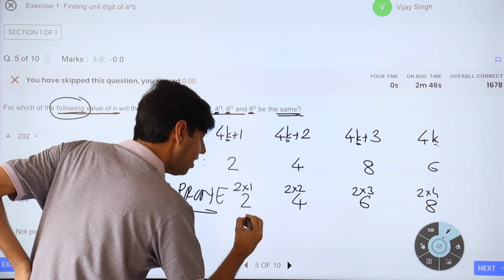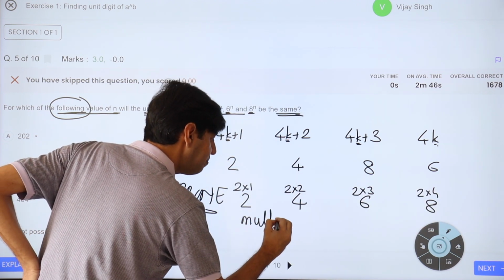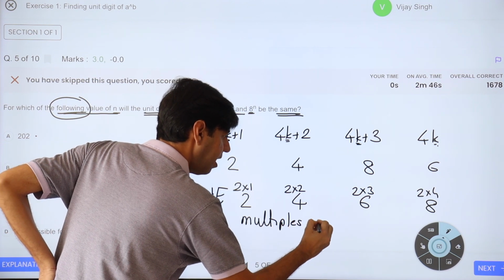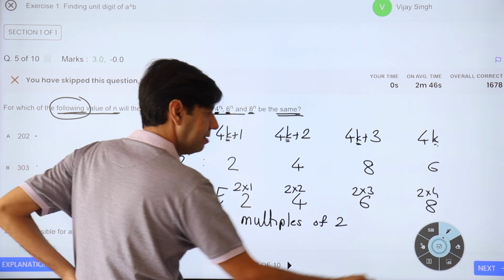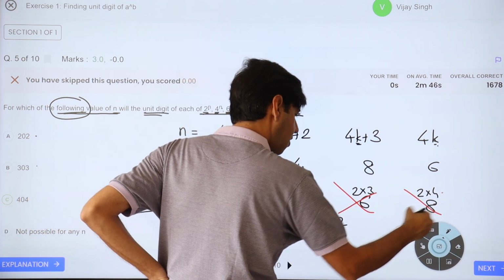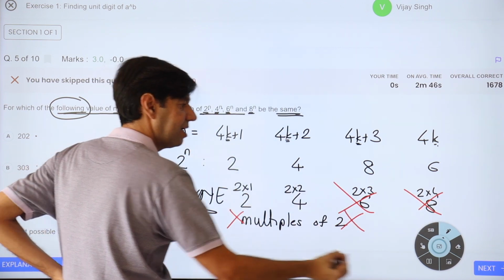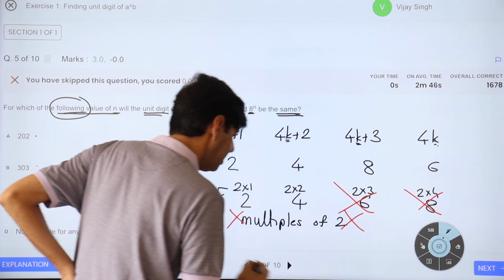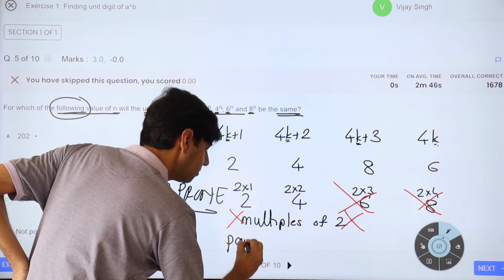So this is, we are not dealing with multiples of 2. Okay, so this is wrong. We are not dealing with multiples of 2. What we are dealing with is powers of 2.